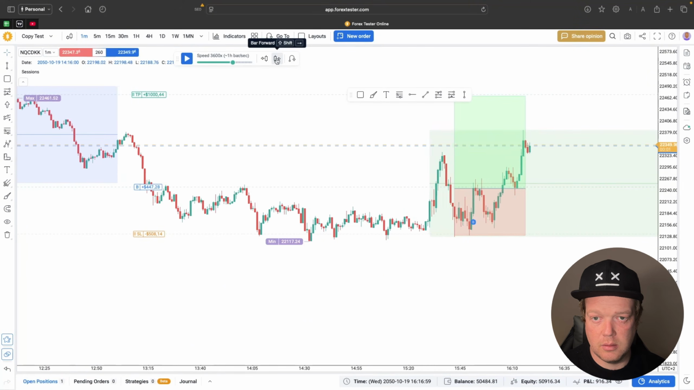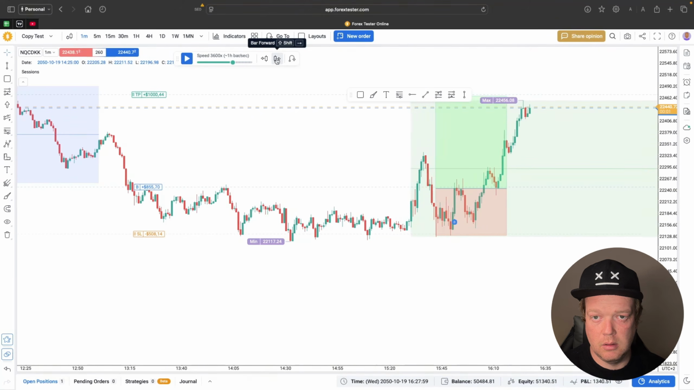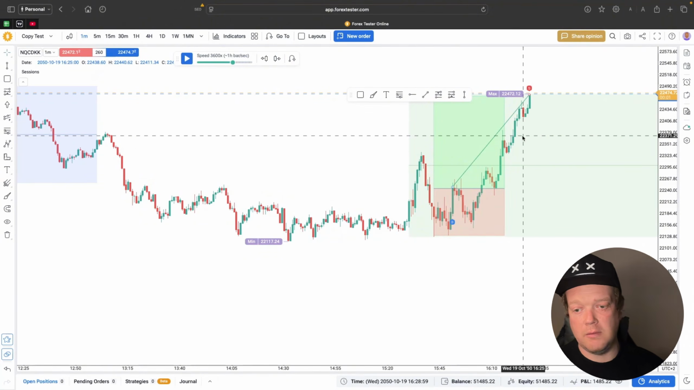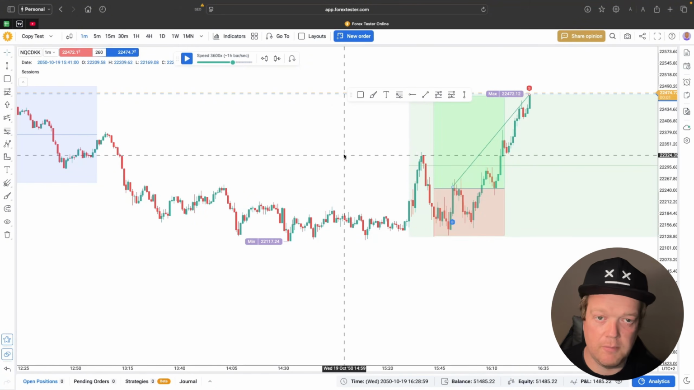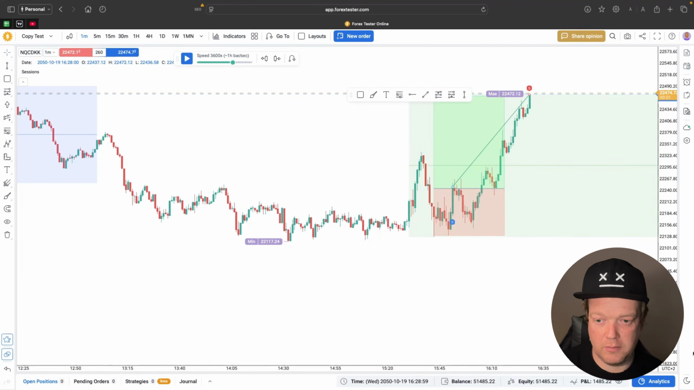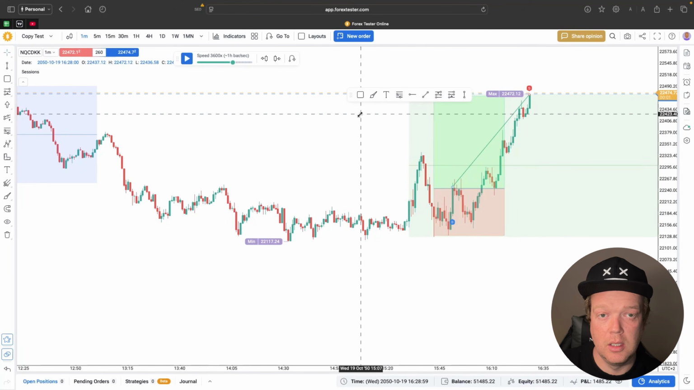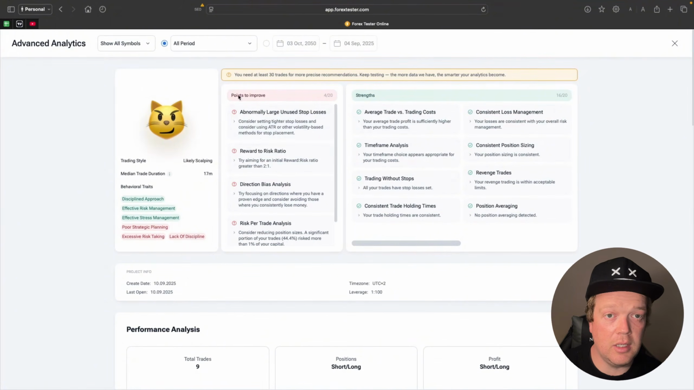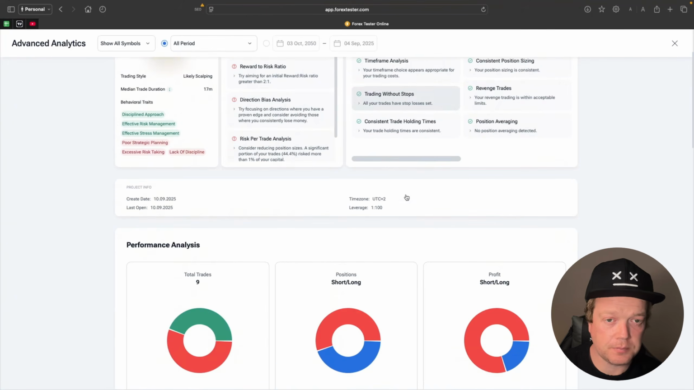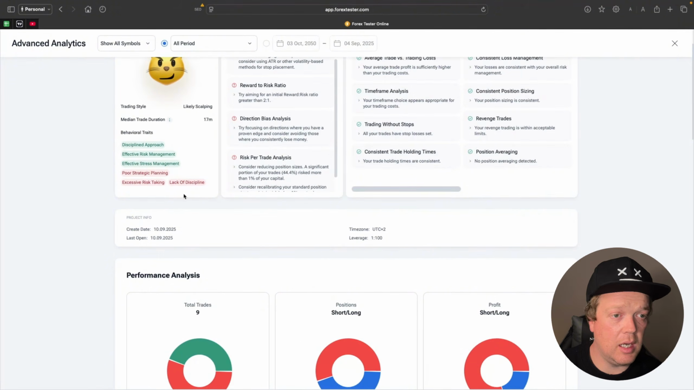Pushing up. And there we go. We have our TP right over there. So here comes the fun part of it. After you're happy with your strategy, you can go test, and there's the analytics. Now here it tells you exactly what you are doing wrong. Stop losses are huge. Your risk to reward, direction bias, your risk per trade, it tells you exactly.